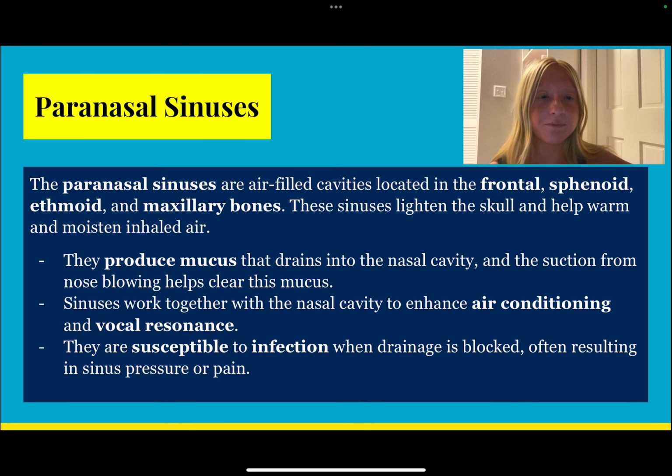Paranasal sinuses. The paranasal sinuses are air-filled cavities located in the frontal, sphenoid, ethmoid, and maxillary bones. These sinuses lighten the skull and help warm and moisten inhaled air. They produce mucus that drains into the nasal cavity, and the suction from nose blowing helps clear this mucus. Sinuses work together within the nasal cavity to enhance air conditioning and vocal resonance. They are susceptible to infection when drainage is blocked, and this often results in sinus pressure and pain.